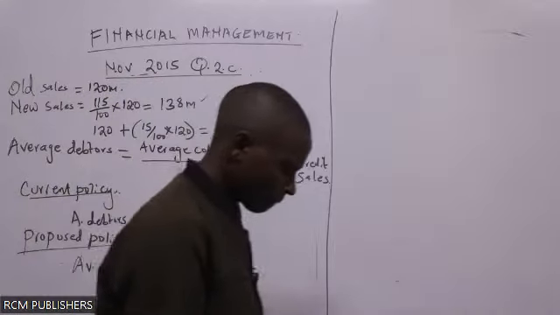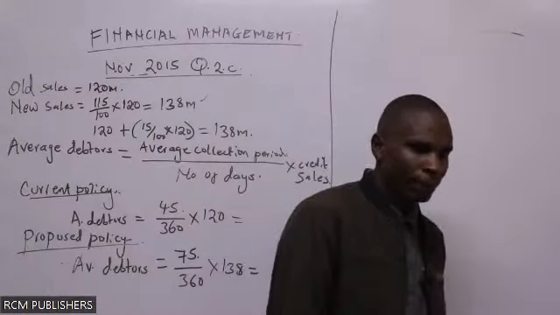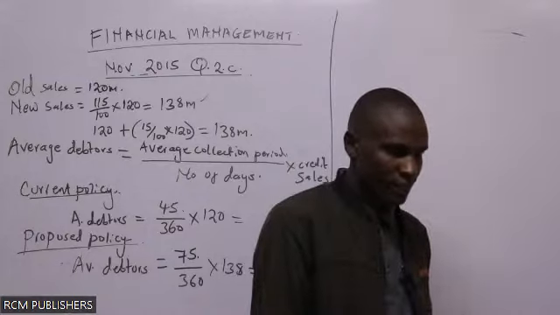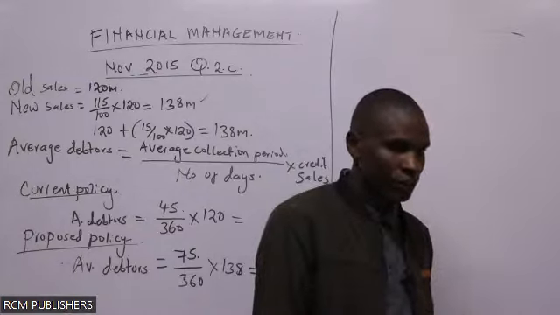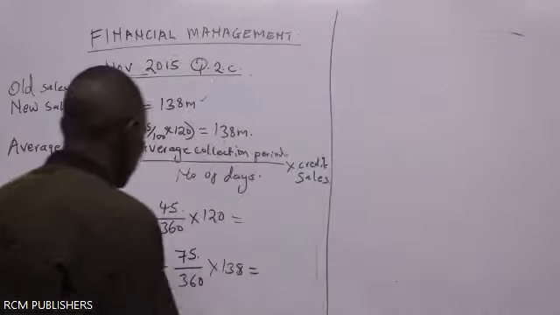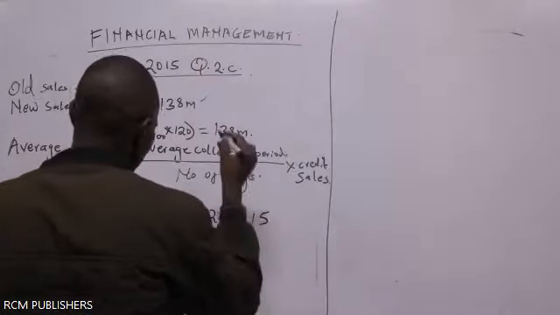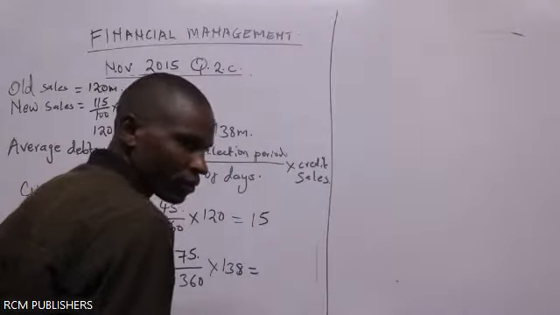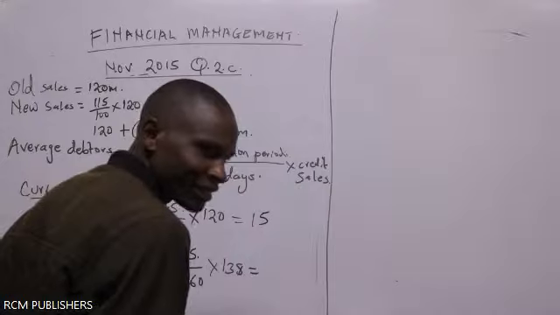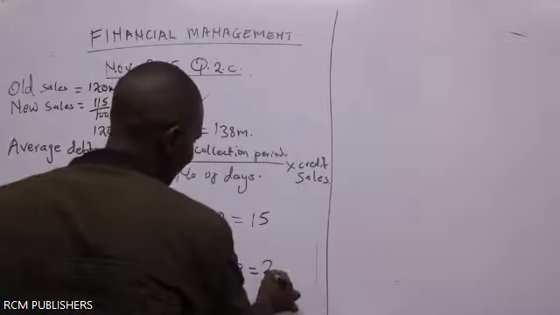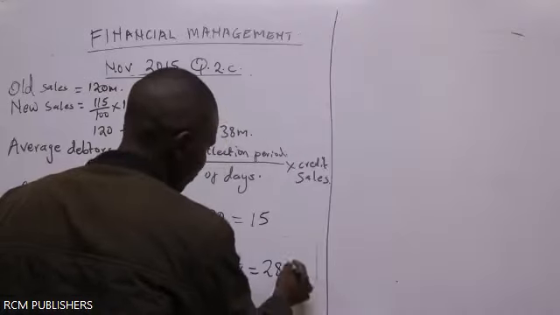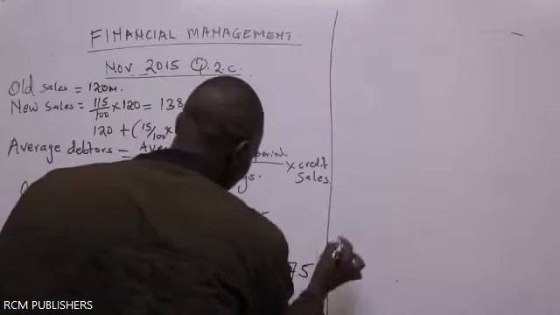Pata ngapi? Current ni 15. Okay. That's according to Richard. Okay. What about the other one? Current is 15. Richard is giving me 15 here. Average debtors 15. What about the other one? 28. Proposing 28. Just put it 28 point 75. Put it the way it is. 75. Haina shida.